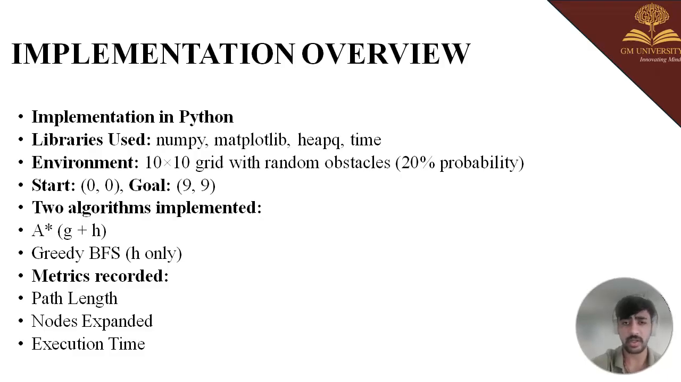They can't go beyond that, and they should find a path between them themselves. The start point is 0 comma 0 and the goal is 9 comma 9, both given in the code itself. Two algorithms are implemented, A star and greedy BFS. The metrics I have recorded are path length, nodes expanded, and execution time.